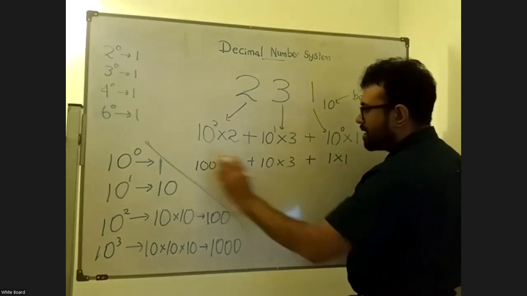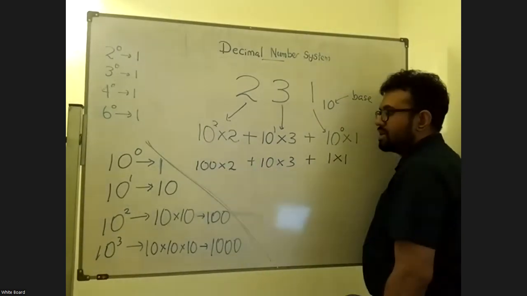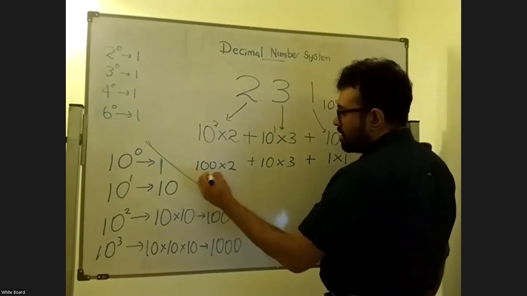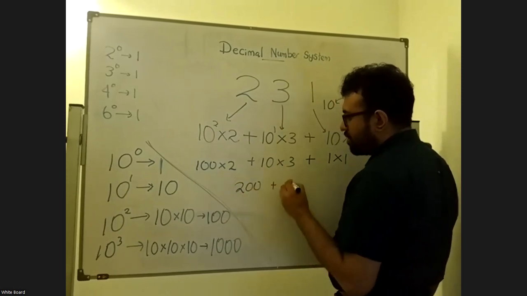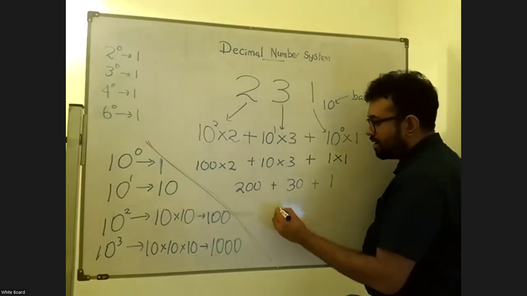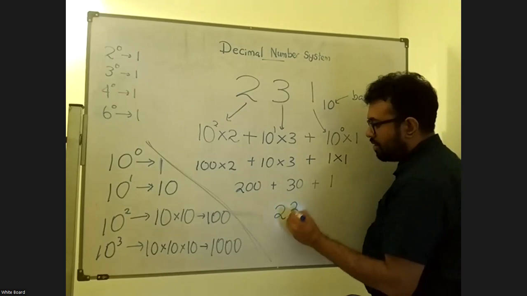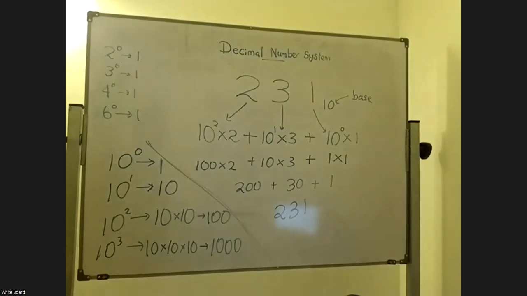So now we have expanded the values and derived the value, calculated it to some extent. Now we can see 100 into 2 is going to be 200. 10 into 3 is going to be 30, plus 1 here. So altogether it will be 231, the value that we have taken. You can see how it is created. Take this down now. This is your ultimate result once we convert it. Did you understand it? Is it clear?